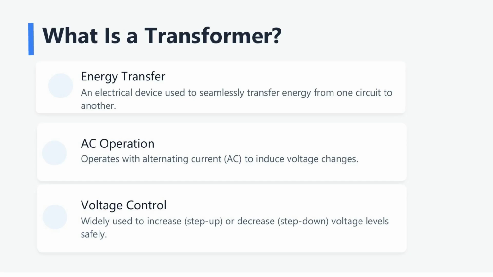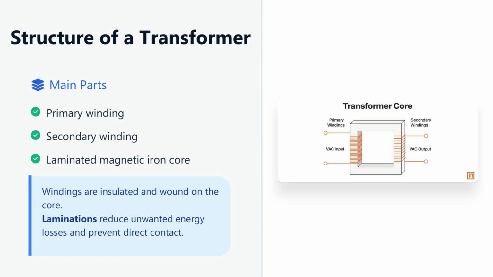Transformers control voltage levels, allowing the operator to manipulate it safely. This is essential in X-ray circuits, where different voltage levels are needed for various components. Let's explore the structure of a transformer.